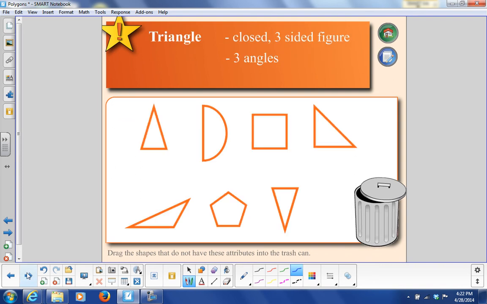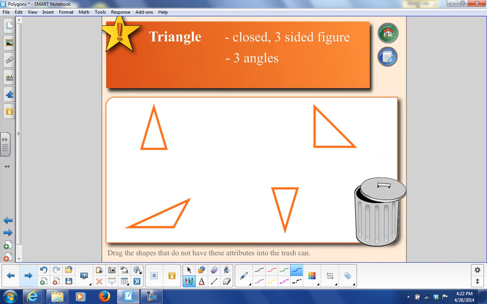All right, a triangle is a closed three-sided figure, and it's got three angles. Okay, should be taking notes. Closed three-sided figure, all of these are closed. Okay, three sides. Oh, this one doesn't have three sides. This has got five, so let's throw that one away. Three sides. Oh, this is a square. It's got four. Let's throw that one away. Three sides. One. Oh, this only has two sides, right, because the curve is only one side.